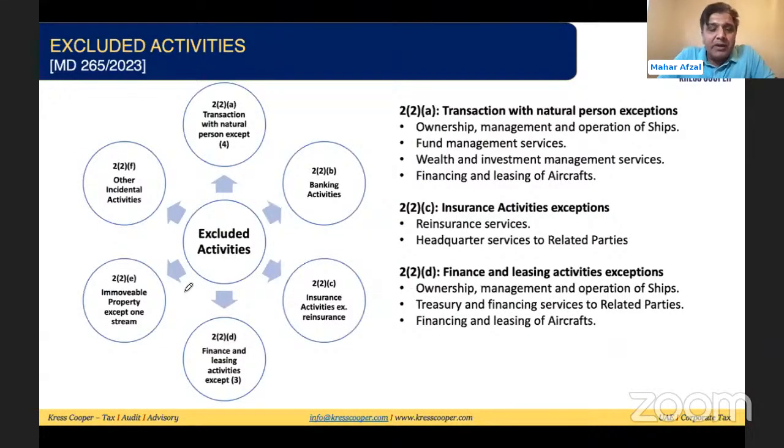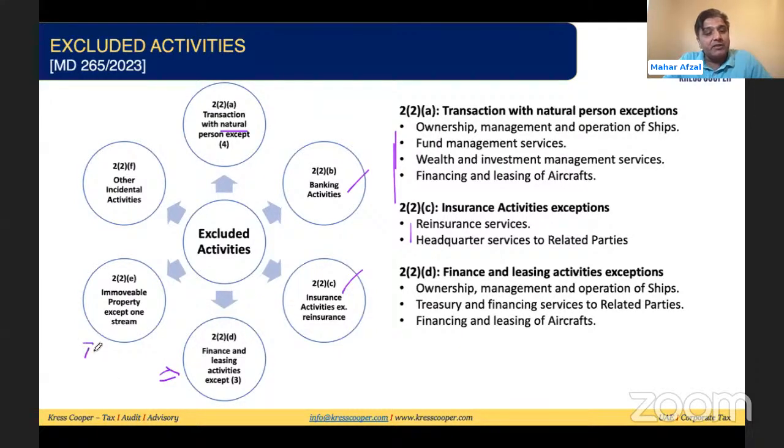Now coming back to the excluded activities. In the guide, they have given further clarification on the excluded activities. By the way, no one has any doubt about the excluded activities category. Everybody was very clear about what type of transactions are excluded from being qualified as a qualifying activity or generating qualifying income. Transactions with a natural person, exceptions are the same. Banking business is the same. Insurance, except this, is the same. Basically, in the guide, there was no point where people were asking for clarification from the FTA. I think everyone is very clear regarding this. In the guide, they have just given detailed examples.